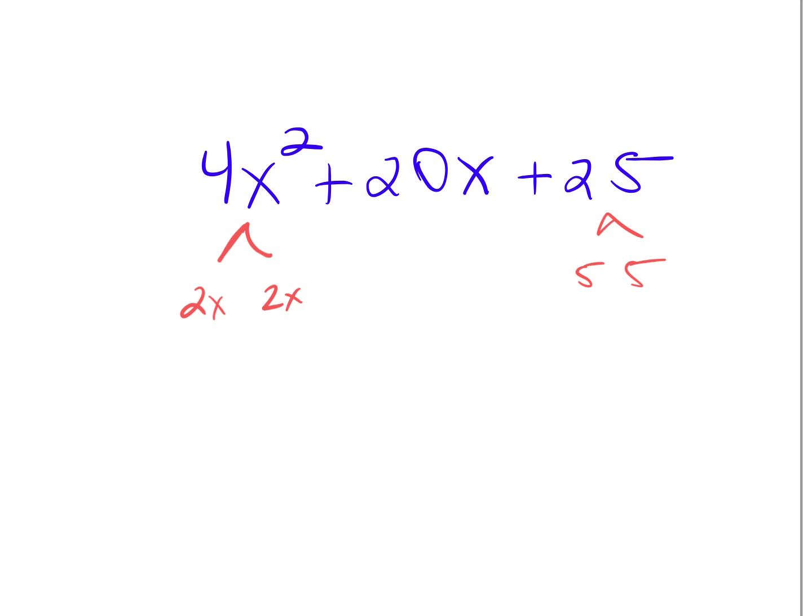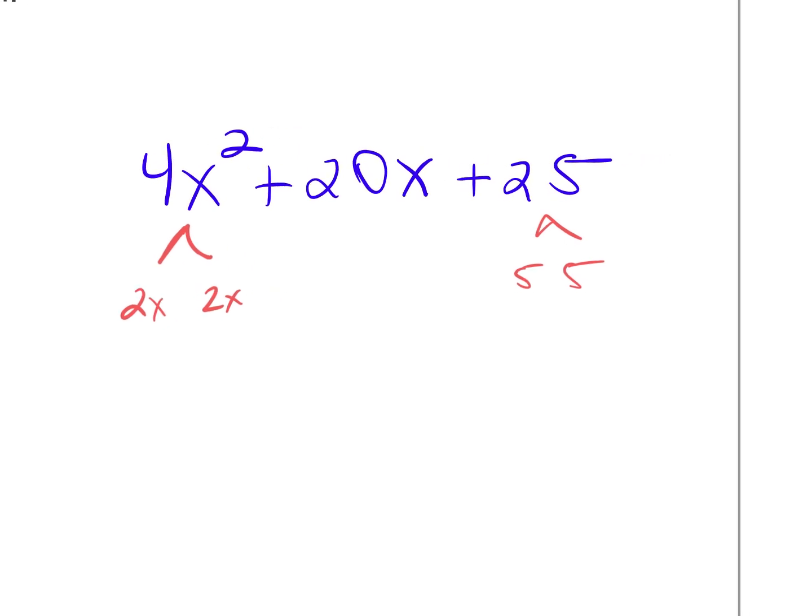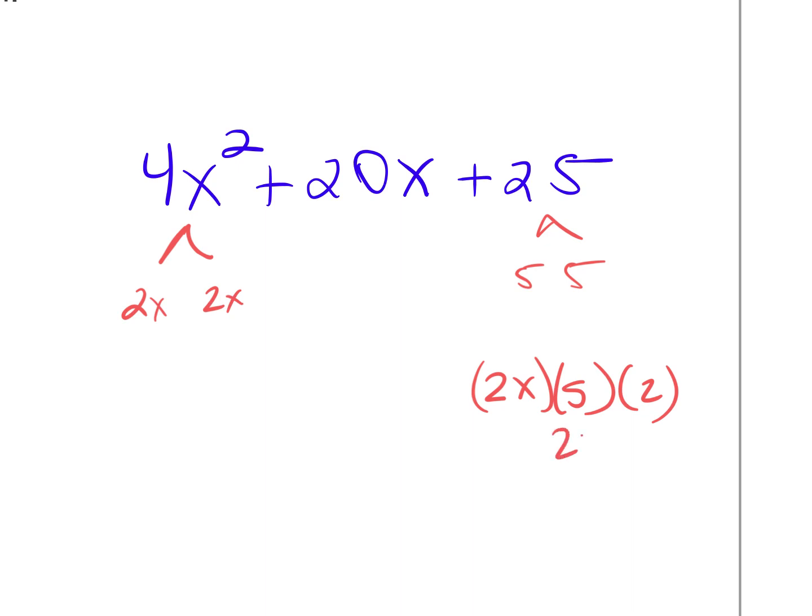Now, this is not the difference of perfect squares because there's 3 terms, not 2. But in order for it to be a perfect square trinomial, the first term and the last term have to be perfect squares. And the middle term has to be the product of your first term times your second term times 2. What is 2x times 5 times 2? 20x. Is that your middle term? Then you know that this is a perfect square trinomial.